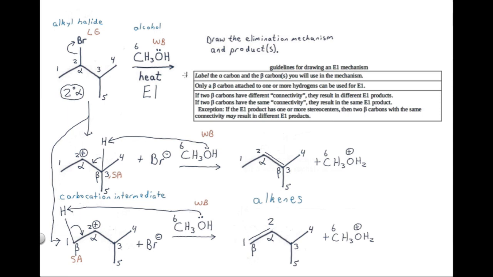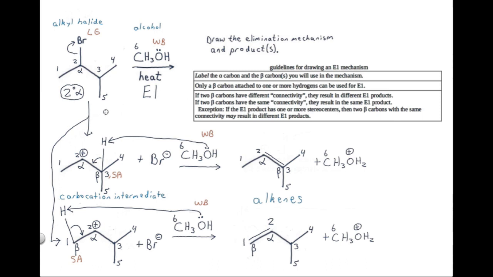This guideline is particularly useful for beginning OChem students. Beginning OChem students make a lot fewer mistakes if you're careful to always label the alpha and beta carbons that you're using in each E1 mechanism. Clearly, both the beta carbons that we used were attached to 1 or more hydrogens.